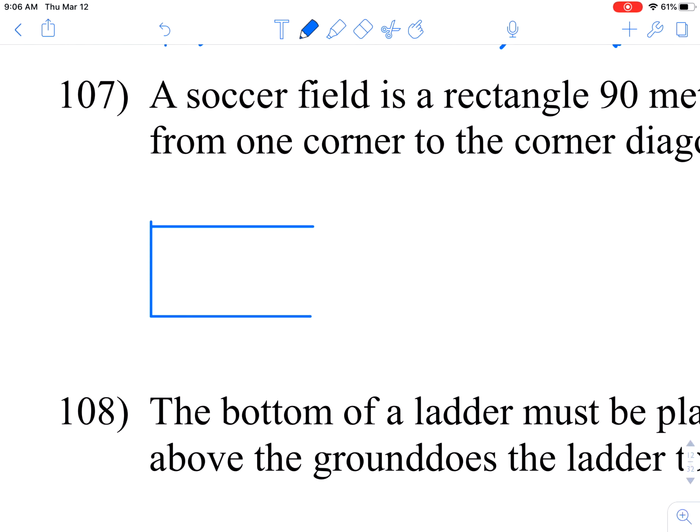And so this is 90, this is 120, and the coach is asking them to run from one corner to the other corner. And so they're running from, we want to find this, and we can see that this is a right triangle, so across from it is going to be C.